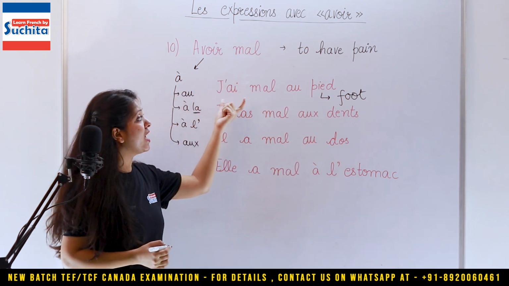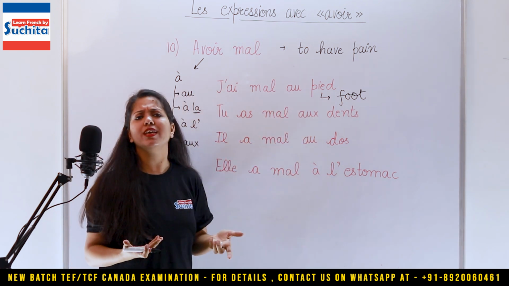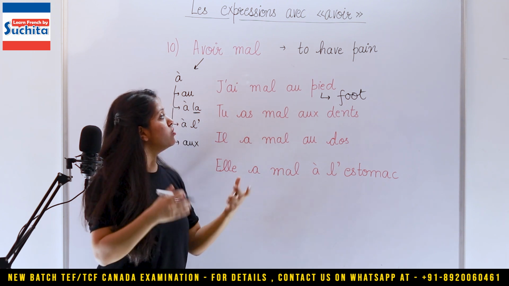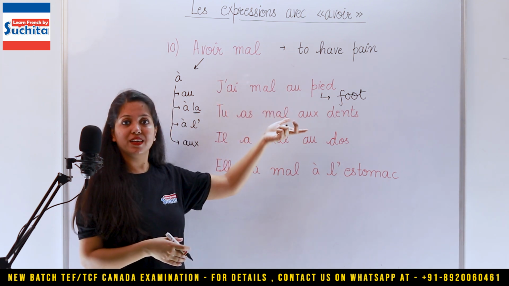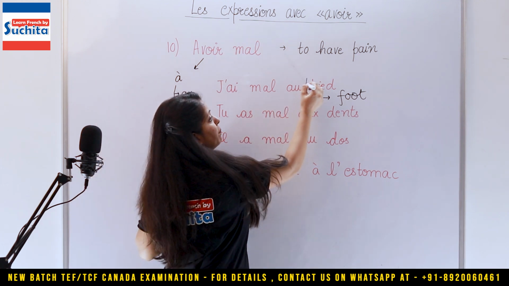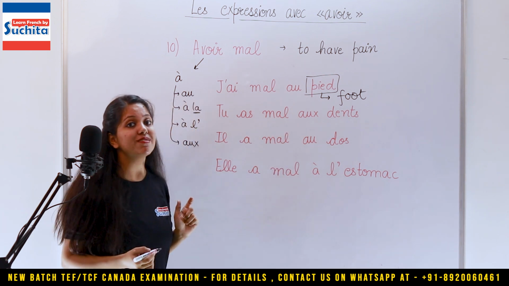So, I have pain in the foot, or in English you also say I have footache, or I have headache. So, j'ai mal au pied. I have pain in the foot. Why did I use au? Because the word pied is masculine and singular.